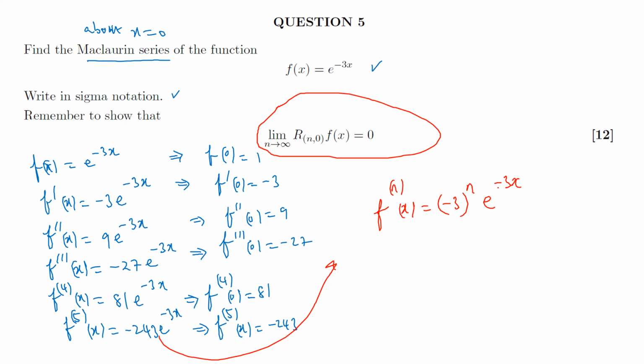Because if it is 1, if the derivative is 1, then it's minus 3 to the power 1, minus 3. And if it's a second derivative, it becomes minus 3 squared, 9. The cube becomes minus 27. The fourth power becomes 81, and so on. So good. So that's what I want.